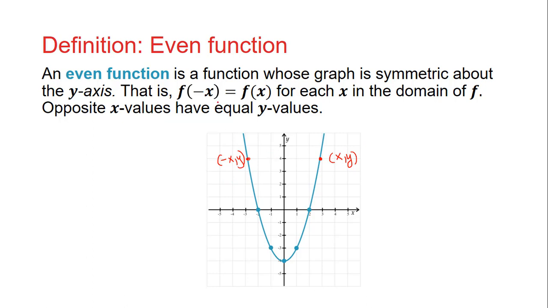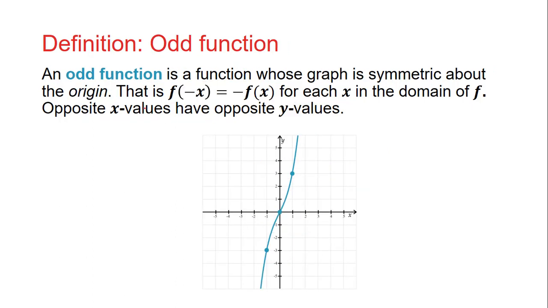In function notation, we state this, that f of negative x is equal to f of x, right? If the point x, y is on the graph, y is equal to f of x. If the point negative x, y is on the graph, y is the output for the input of negative x, so we say that y is also f of negative x. So if f of negative x equals f of x for every x in the domain of f, then the function is even.